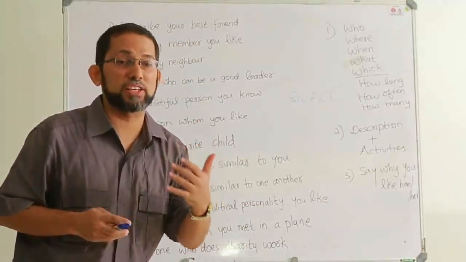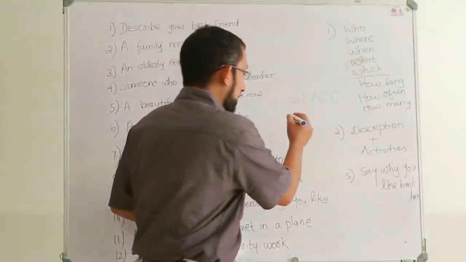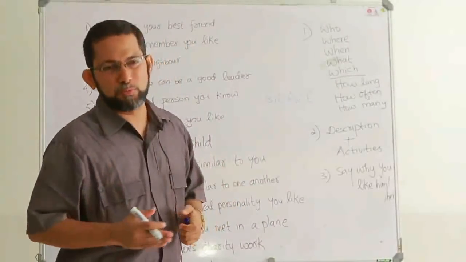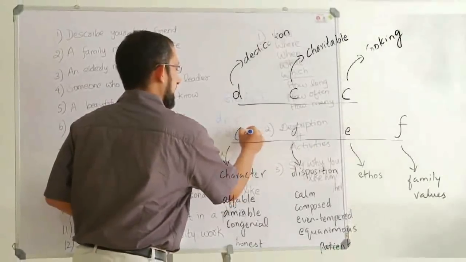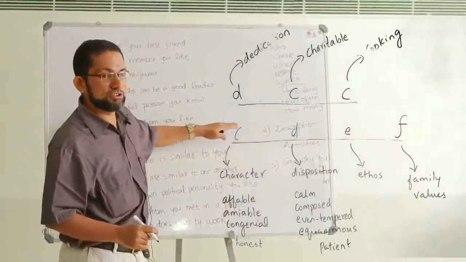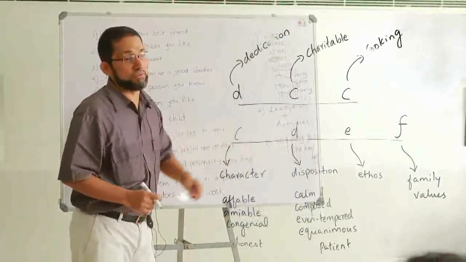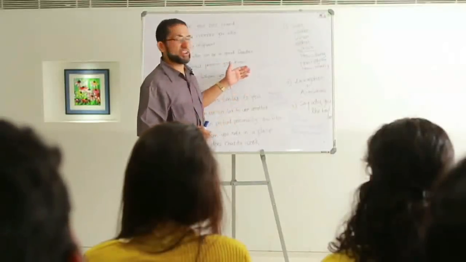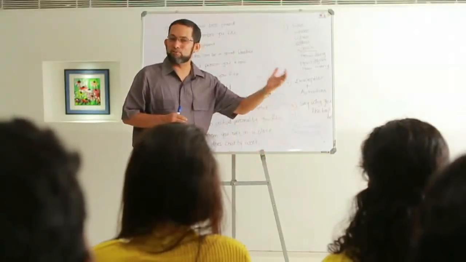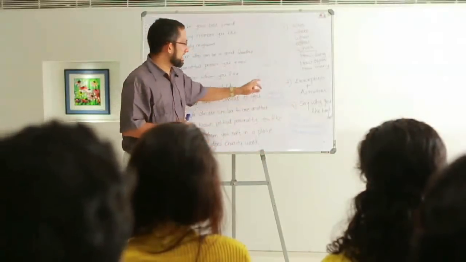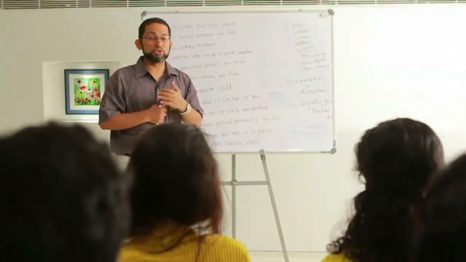When you're going to say why you like him or her, perhaps we could talk about the personal characteristics. This is another mnemonic which might be of use to you. Just for this question: D, C, C, C, D, E, F. For example, dedication, charity, cooking, character, disposition, ethos, family values. Perhaps you could say one of the striking aspects of my friend is his dedication. Dedicated work, dedicated friendship, dedicated relationship. Another quality of him which I like is his charitable nature. He donates 10% of his income to charities.